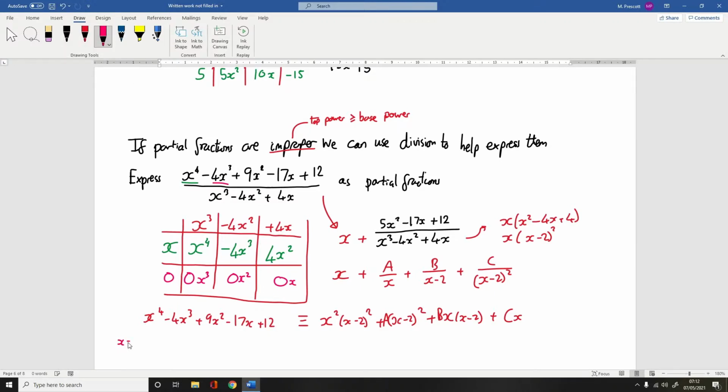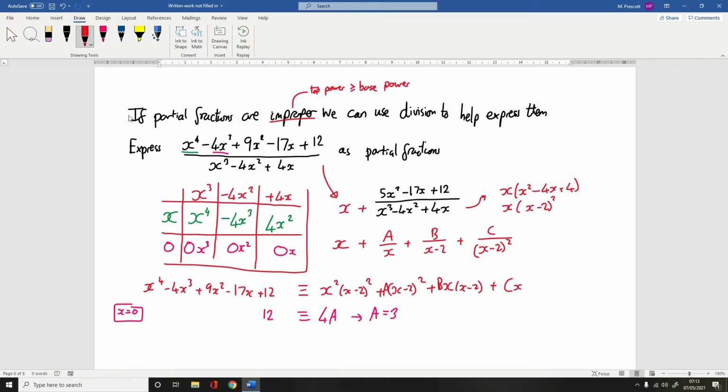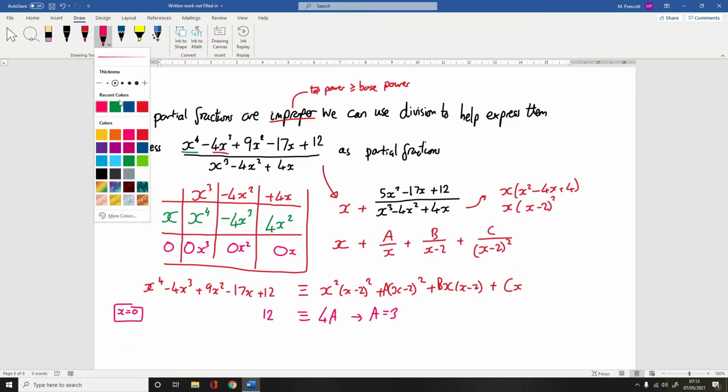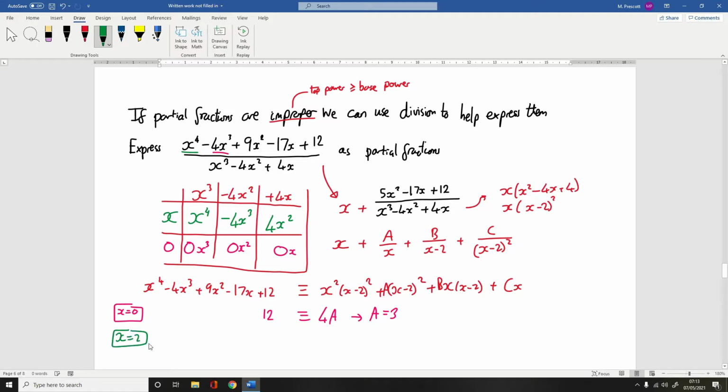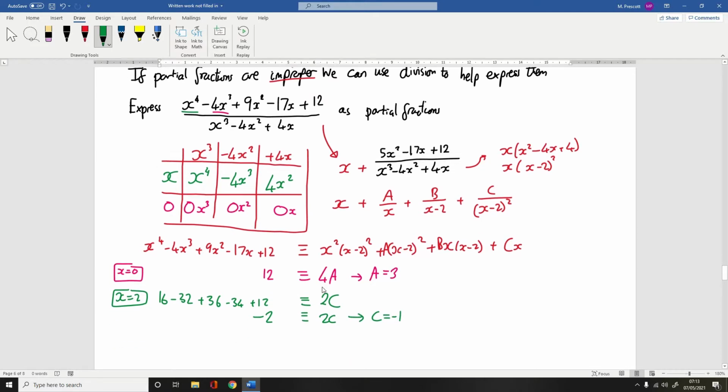If we sub in x equals 0, we'll get 12 is equal to, the only one that's going to come out is a, so it's equal to 4a. That would tell us that a is equal to 3. If we sub in x is 2, we're going to get 16 minus 32 plus 36 minus 34 plus 12 is the same as 2c. So what does this give us? 52, 64, 60, 30, minus 2. So minus 2 is equal to 2c, and that will tell us that c is minus 1, and then you could pick another number to sub in at that stage.